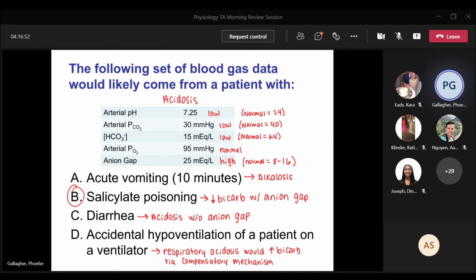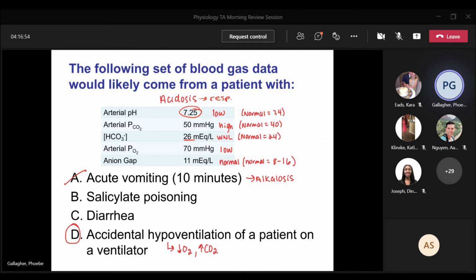Looking at our oxygen levels, they are low. So this is another way to confirm that we're looking at something likely due to hypoventilation. Oxygen is low, CO2 is high, that's going to occur in hypoventilation. So we know we're looking at respiratory acidosis. The only one here that leads to respiratory acidosis is D. So D is the correct answer.